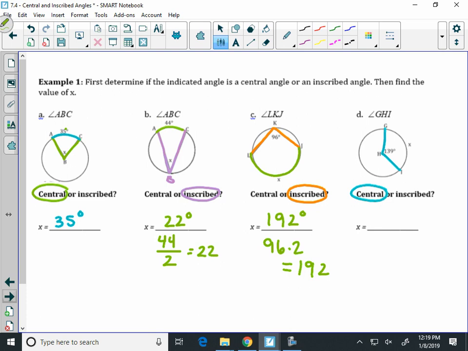Is X representing an arc or an angle? Representing an arc. I'm going to highlight that arc. What do we know about the relationship between the angle and the arc of a central angle? The same. So the angle is 139, the arc's 139. Everything's the same with central.